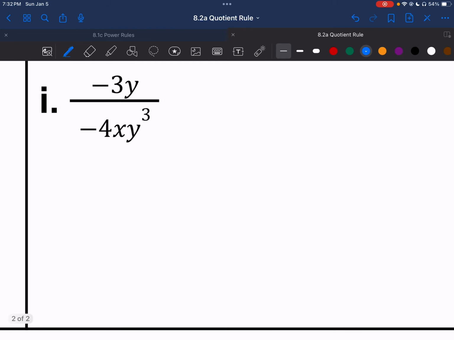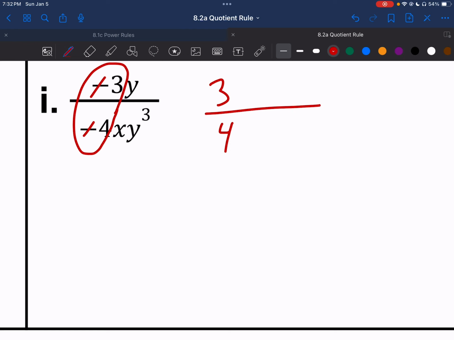All right, letter I. Let's look at our coefficients. Negative 3 over negative 4. Well, that fraction can't reduce except for the negatives cancel out. So we have 3 over 4. All right, so now let's go variable by variable. y and y to the 3rd. Where do I have more y's? I have more y's in my denominator, so we have y to the 3 minus 1.